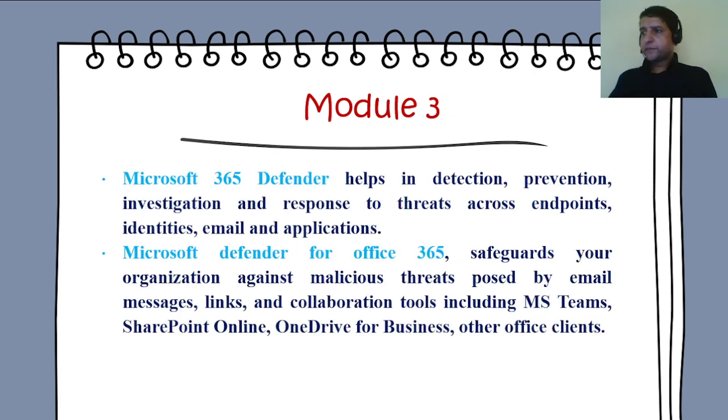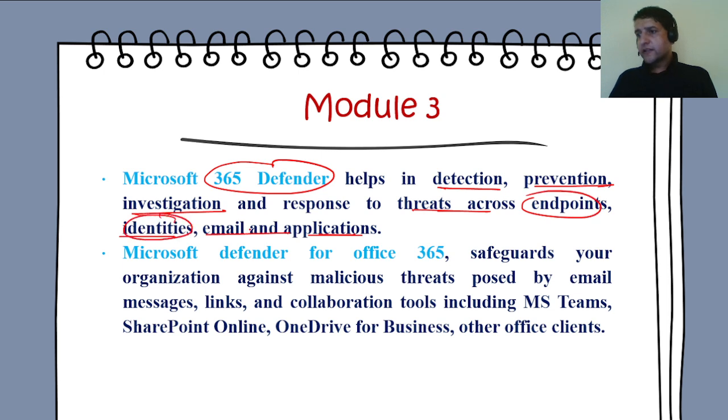Microsoft 365 Defender helps in detection, prevention, investigation and response to threats across endpoints, identities, emails and applications. So you got to remember, 365 is for endpoints, identities, emails and applications. So similar to that, we have Microsoft Defender for Office 365, which is going to safeguard your organization against malicious threats posed by your email messages, links, collaboration tools including MS Teams, SharePoint Online, OneDrive for Business, and other Office clients. Surely there'll be a question based on what is going to protect. You got to remember these, SharePoint, OneDrive, MS Teams, and all.